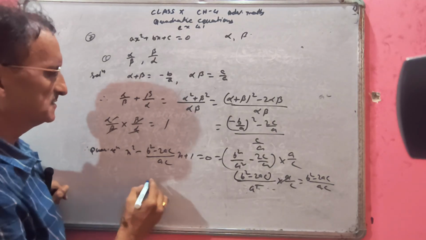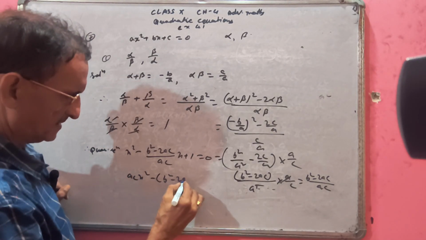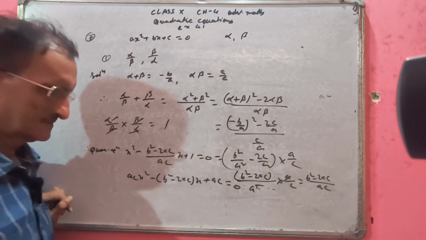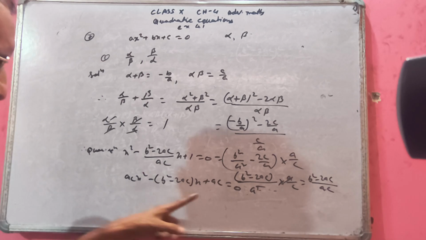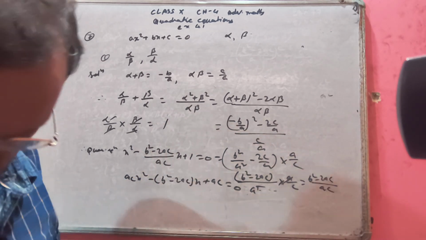So ac will take LCM, so ac x square minus b square minus twice ac into x plus ac equal to 0. This ac LCM you have taken, and this cross multiplication will become 0. This is the equation.